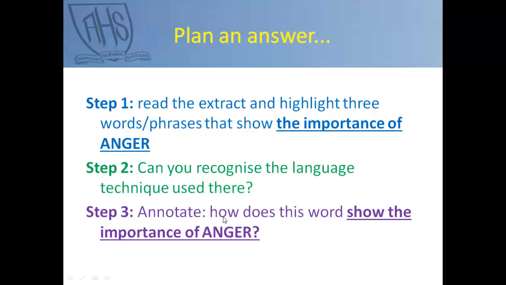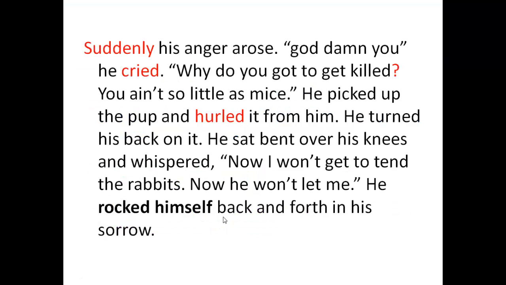So, here we go. This particular extract from Of Mice and Men comes from the part where Lenny has realised that he's killed one of his puppies. He's really upset because he thinks that this means that George won't let him have any rabbits.